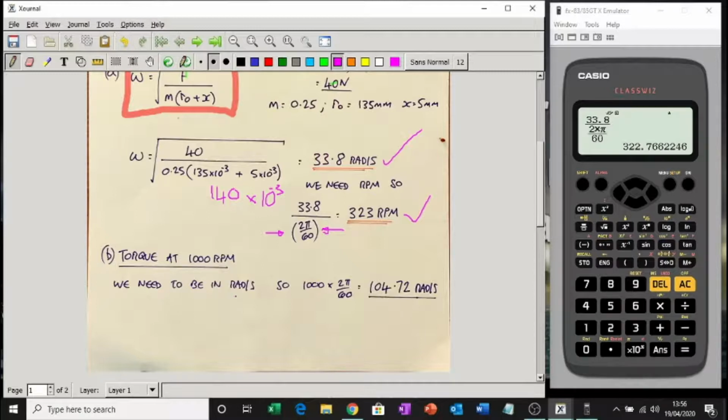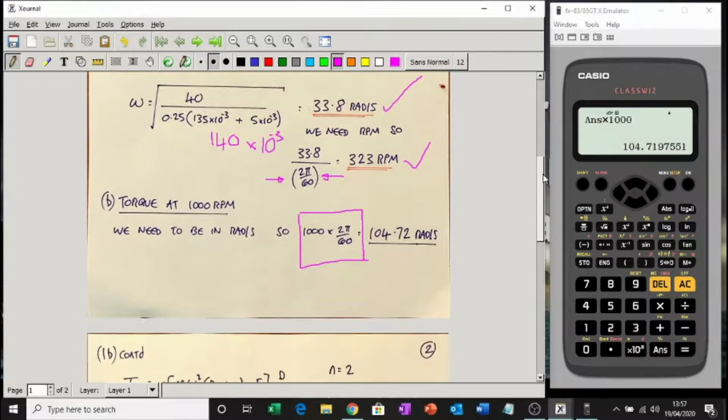So we need to be in radians per second. Just like we've done previously, to go from an RPM into radians per second, you multiply it by 2 pi over 60. So 2 times pi, divided by 60, times 1000. So 1000 RPM is the same as 104.72 radians per second. That's the number we've got to use in the formula.